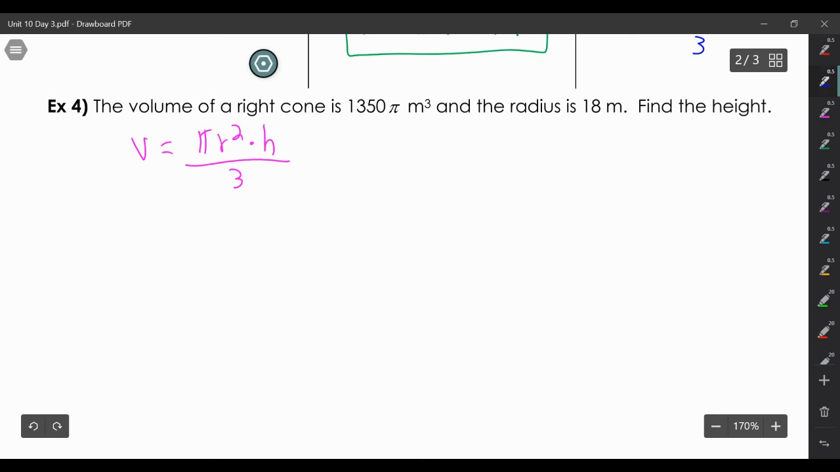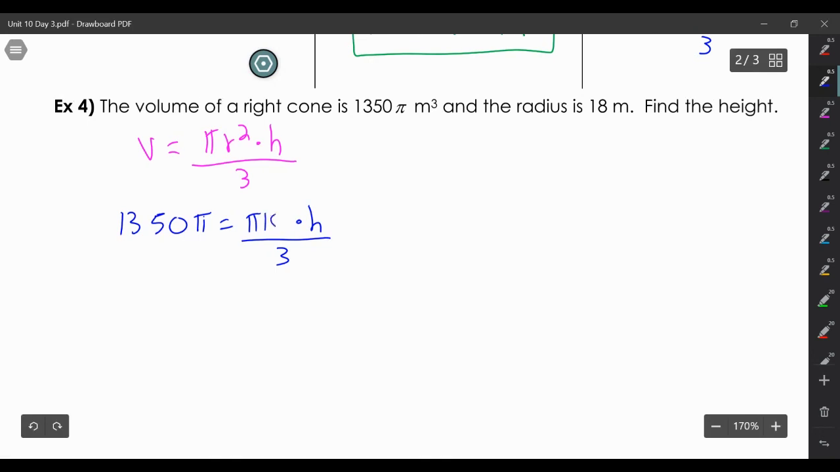We know that the volume is 1,350 pi. That equals pi r squared times h over 3. We know the radius, let me replace the radius with 18. So let's simplify this a little bit. We have 1,350 pi equals pi times, 18 squared is 324, times h over 3.